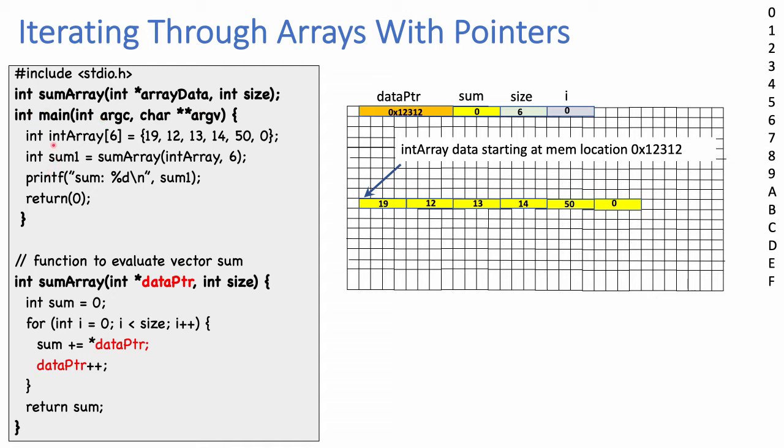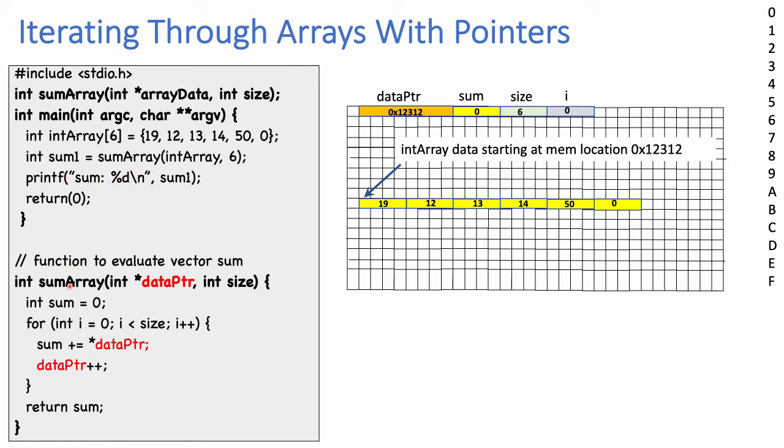Inside the main function, we're declaring a variable of type int array. It's 6 long, so we have 6 variables. We're initializing them to the values 19, 12, 13, 14, 50, and 0, as we'll see right here. Then we are creating a variable sum1, and we are initializing it to the result of sumArray. So sumArray is this function. Then we're taking whatever sum is, and we're putting it into this statement, and we're printing this string out.